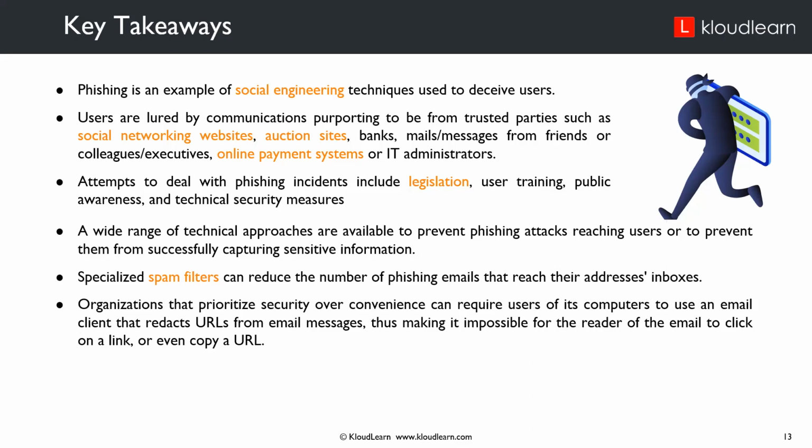A wide range of technical approaches are available to prevent phishing attacks reaching users or to prevent them from successfully capturing sensitive information. Specialized spam filters can reduce the number of phishing emails that reach the addresses' inboxes. Organizations that prioritize security over convenience can require users of its computers to use an email client that redacts URLs from email messages, thus making it impossible for the reader of the email to click on a link or even copy a URL.